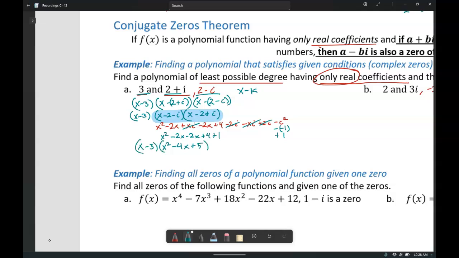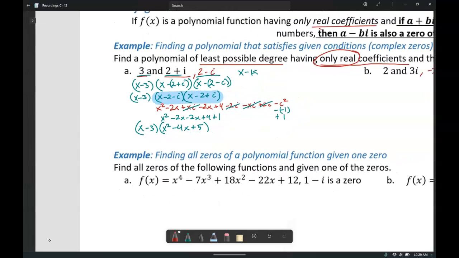So now we've gotten rid of the non-real parts. We just need to do our last distribution, which will finish out our function. We distribute: x to the third minus 4x squared plus 5x minus 3x squared plus 12x minus 15. That gives x to the third minus 7x squared plus 17x minus 15. There's our polynomial of least degree, with only real coefficients and the given zeros.